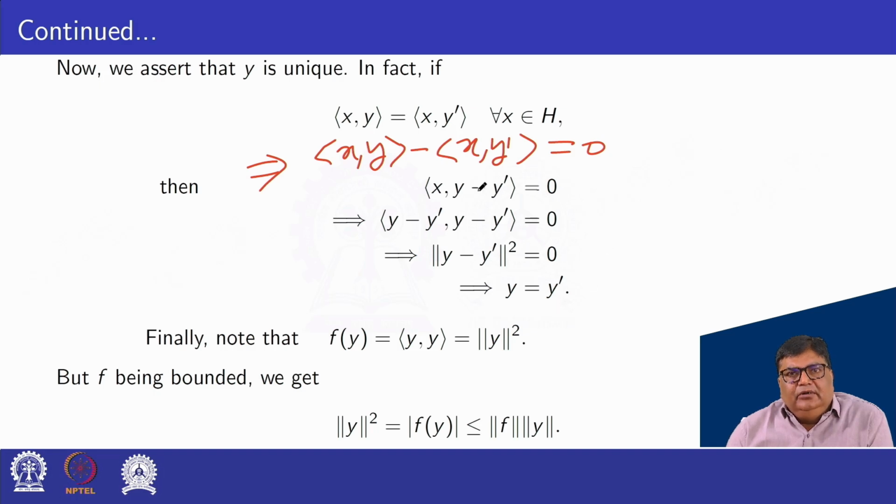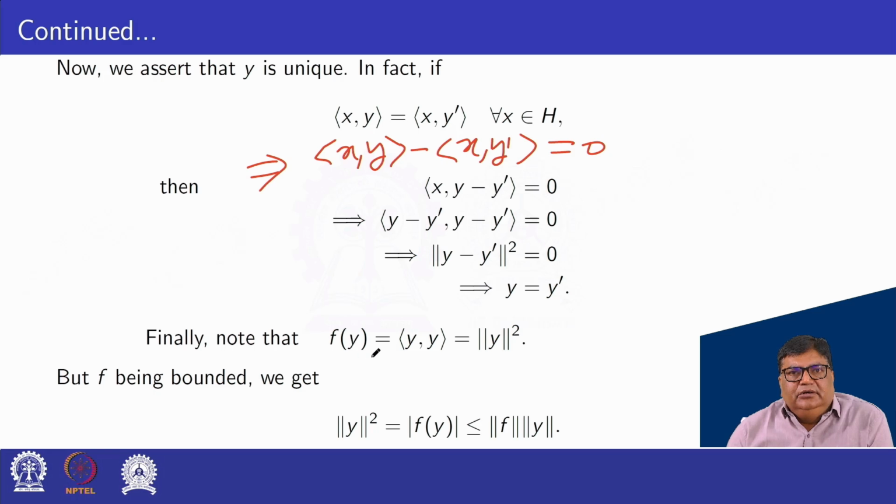Or we can replace x by y minus y dash, then inner product of y minus y dash and y minus y dash is equal to 0. This implies that norm y minus y dash square is equal to 0. We know that norm x is equal to 0 if and only if x is equal to 0. So using that property, here y minus y dash is equal to 0, that is y is equal to y dash. So y is unique.